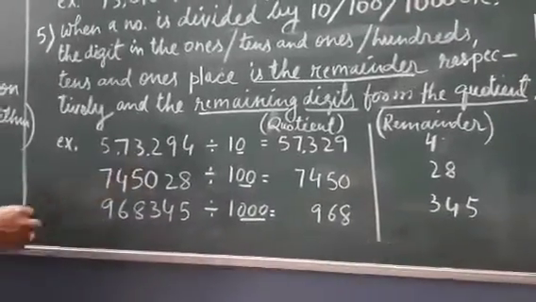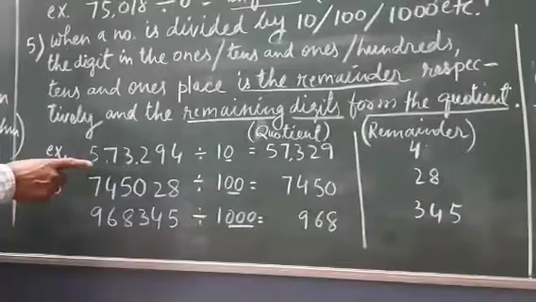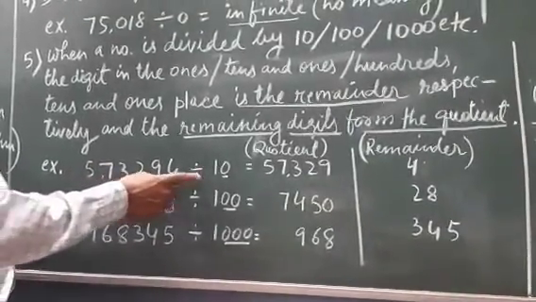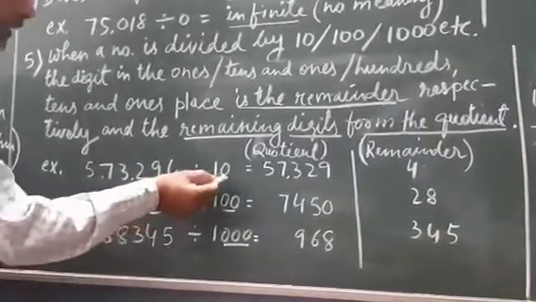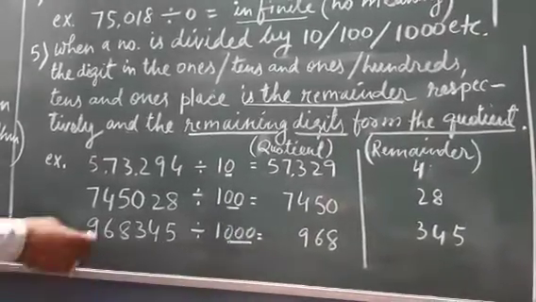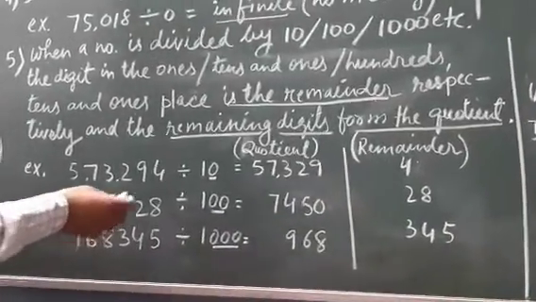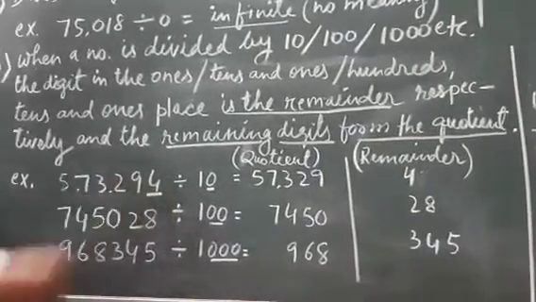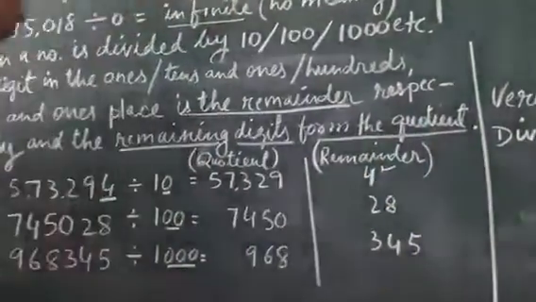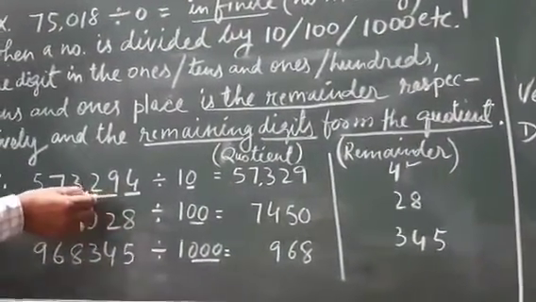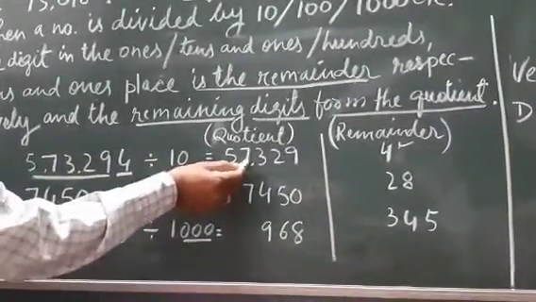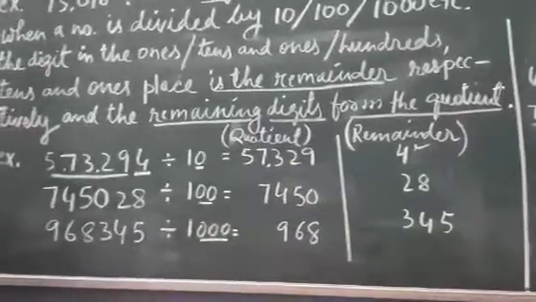The first example is 5,73,294 divided by 10. 10 contains 1 and 0. Therefore, the remainder will be the first digit from the right side, that is 4. It is written here. And the remaining number will form the quotient. The remaining number is 57,329.